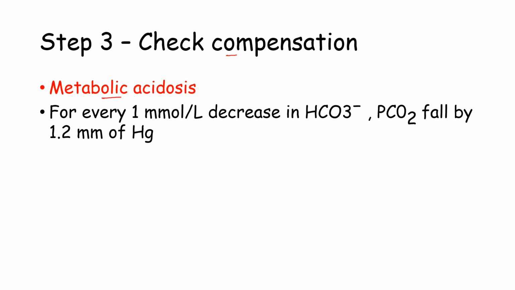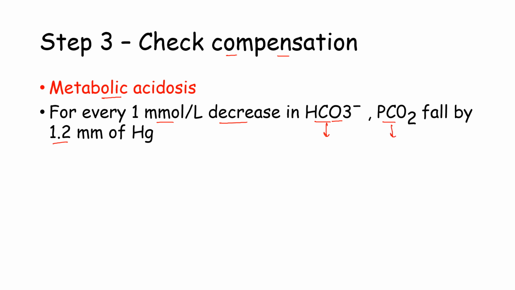So starting with the metabolic acidosis. In the metabolic acidosis, bicarbonate decreases, isn't it? So for every 1 millimole per liter decrease in the bicarbonate, the PCO2 value has to fall by 1.2 mm of mercury. And mind that in the compensation part, both the values will go hand in hand. That is, if the bicarbonate decreases, then the PCO2 value also has to decrease.